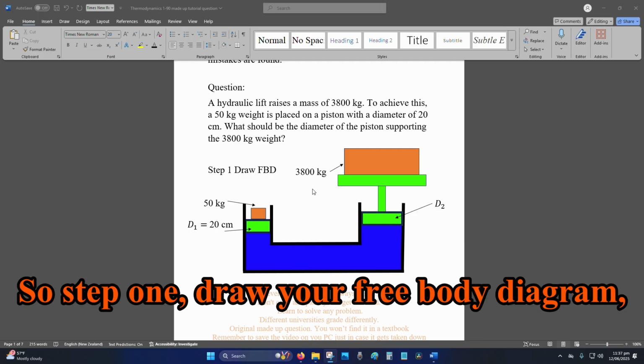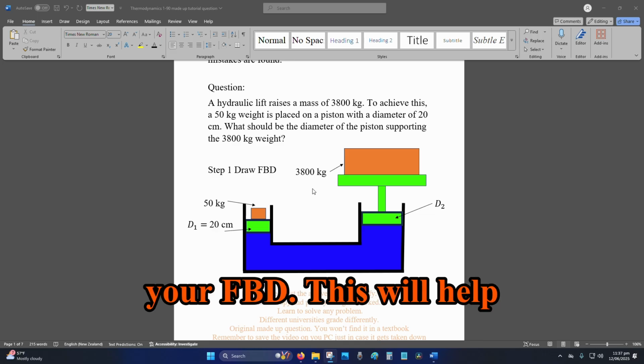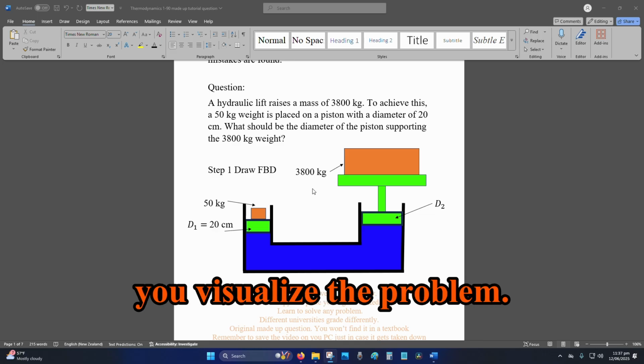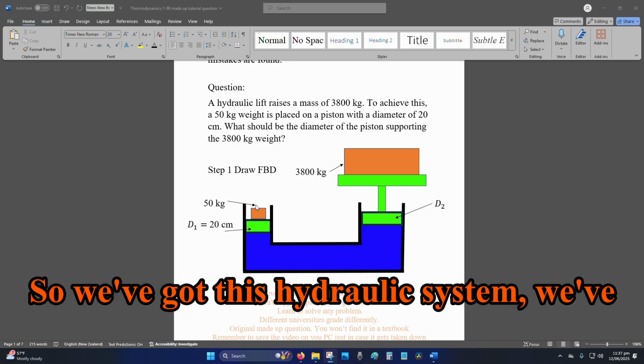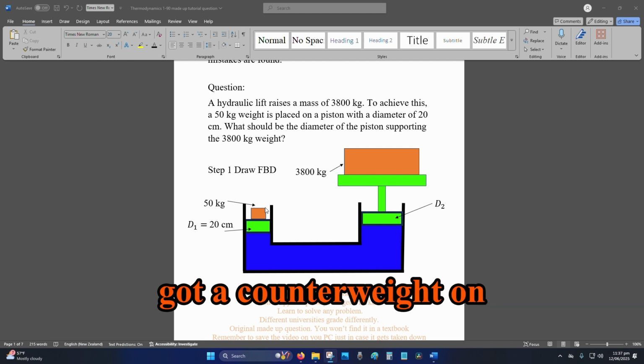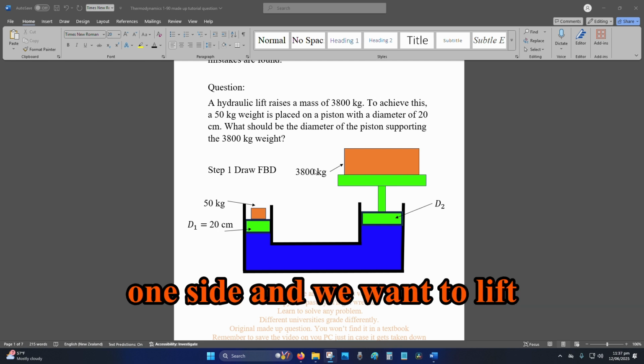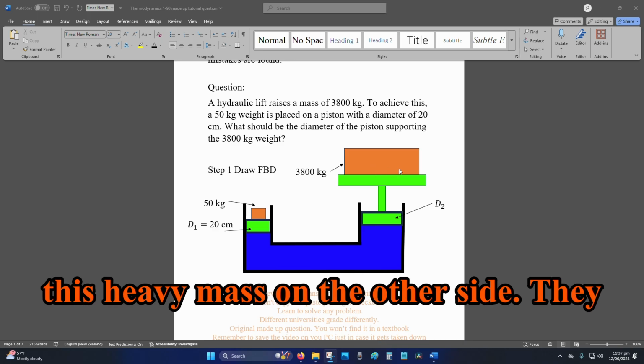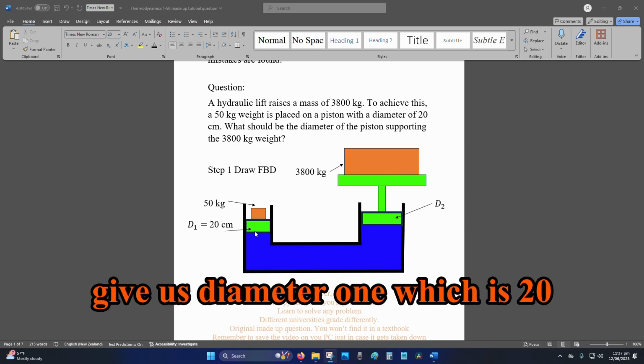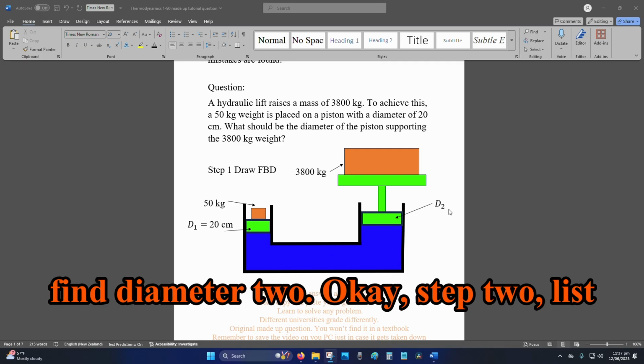So step 1, draw your free body diagram, your FBD. This will help you visualize the problem. So we've got this hydraulic system, we've got a counterweight on one side, and we want to lift this heavy mass on the other side. They give us diameter 1, which is 20 centimeters. We want to find diameter 2.